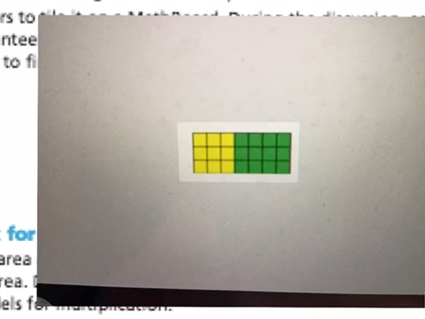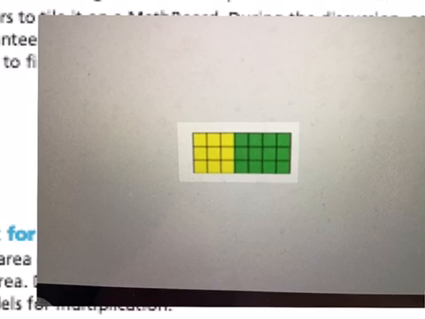Good morning, third graders. Today is Friday, April 17th, and we're going to work on lesson 2 in Unit 5. Our I can statement for today is: I can write equations to find areas of rectangles and use given perimeters or areas to find unknown side lengths.